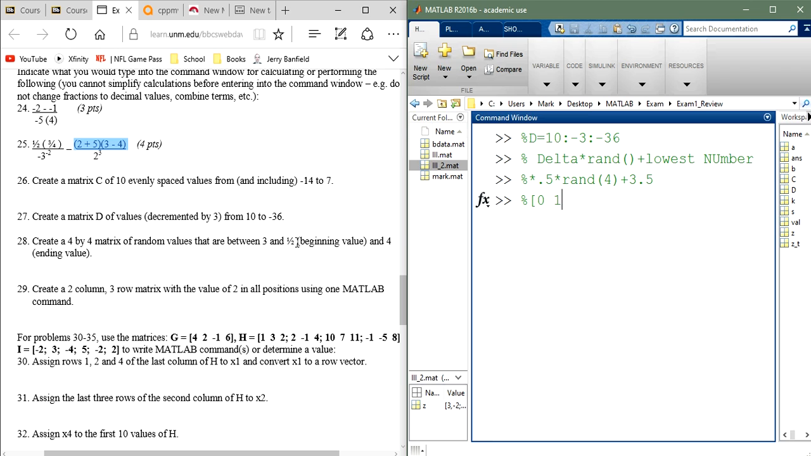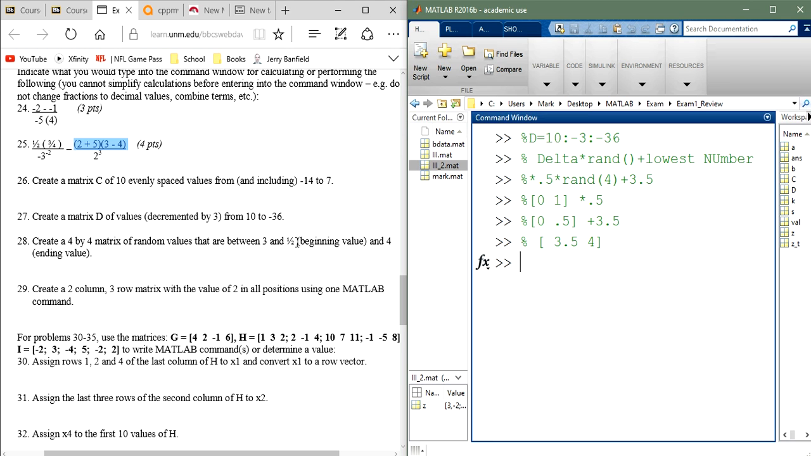And so the way that this works is, let me explain it here. You have values between 0 and 1. When we multiply that by 0.5, we now are getting values between 0 and 0.5. And then when we add 3.5 to that, we are now getting values between 3.5 and 4. So that's one way to go back and check your work.